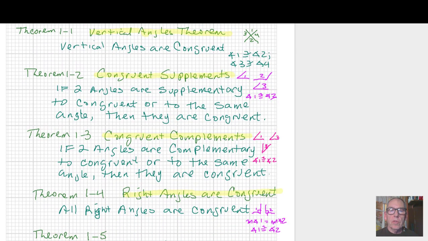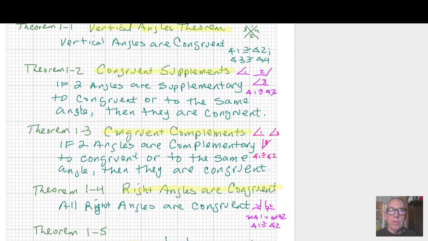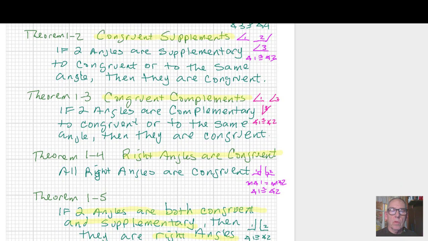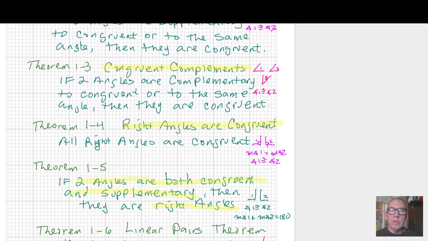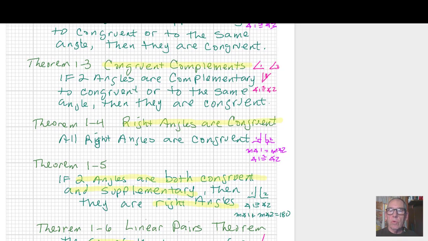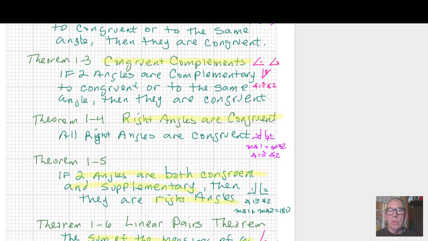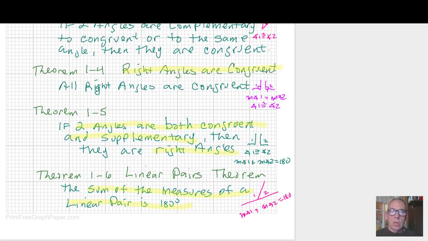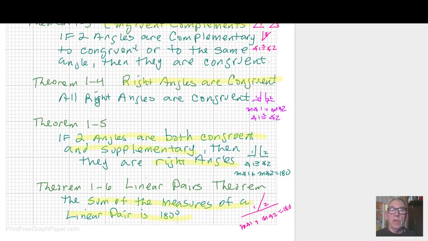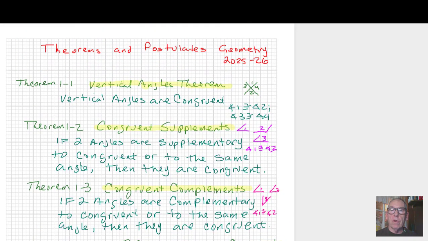Theorem 1.2, if two angles are supplementary to congruent or to the same angle, then they are congruent. 1.3, congruent complements. If two angles are complementary to congruent or to the same angle, then they are congruent. Theorem 1.4, all right angles are congruent. Theorem 1.5, if two angles are both congruent and supplementary, then they are right angles. And then our theorem 1.6, the sum of the measures of a linear pair, which is a straight angle, is 180 degrees. So those are the theorems we've had so far.